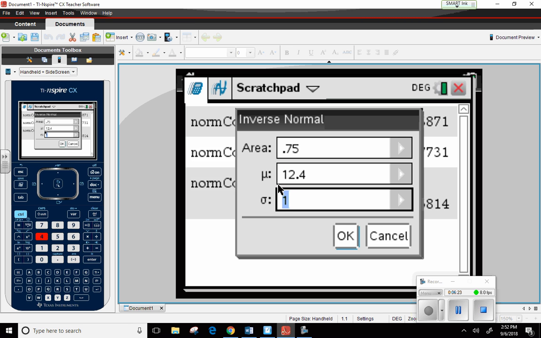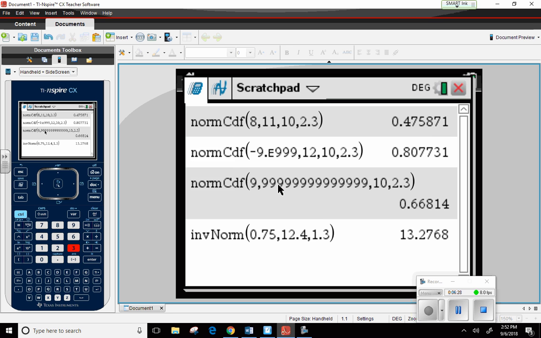Okay, and then my standard deviation was a 1.3. So I'm going to click on it. So I would say the element is about 13.3. Okay, there we go. So whatever the set of data looks like that gave me this information, the element 13.3, everything that comes before it represents 75% of the data.